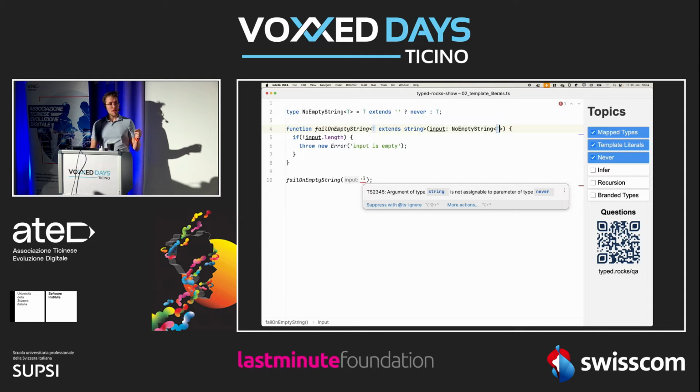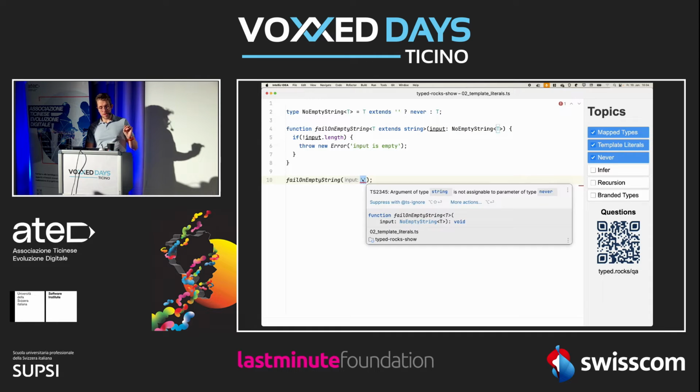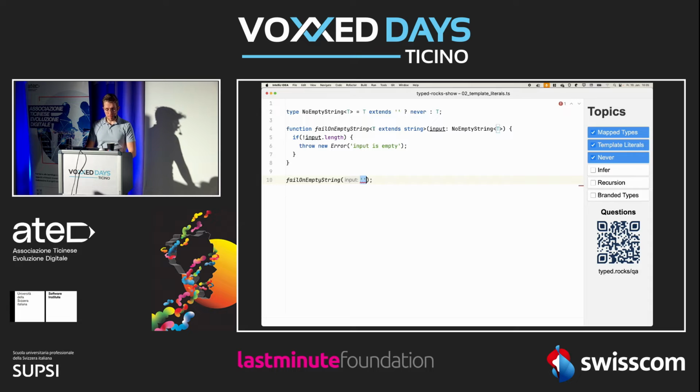Now, this maybe looks confusing at first. For me, it was too. But what really happens here? So let's go through this. This is an empty string, right? This empty string is this T here, which we pass in. We pass this into our noEmptyString type function.